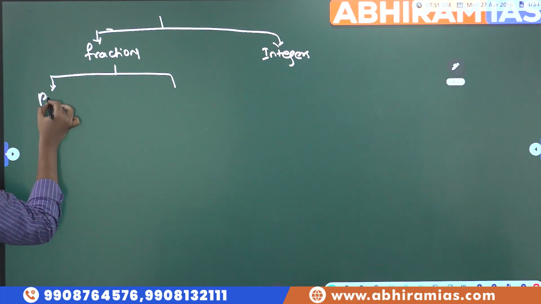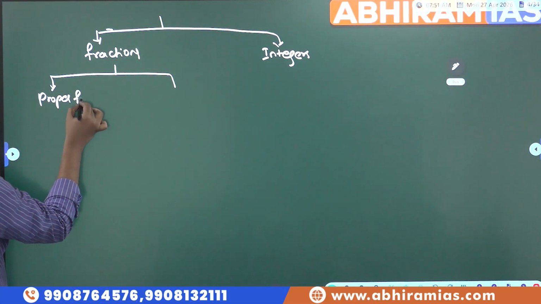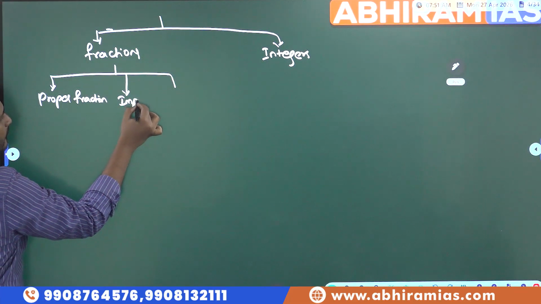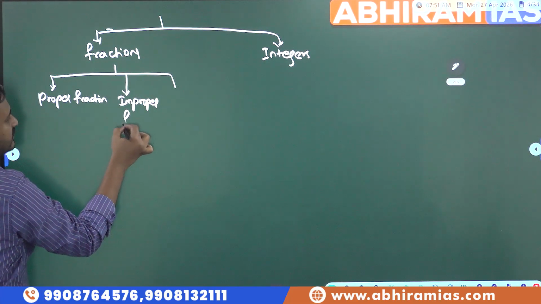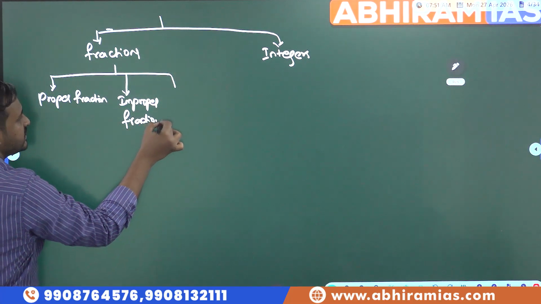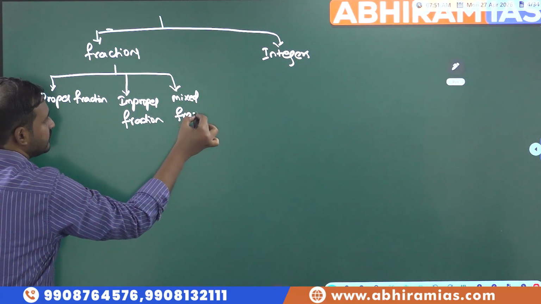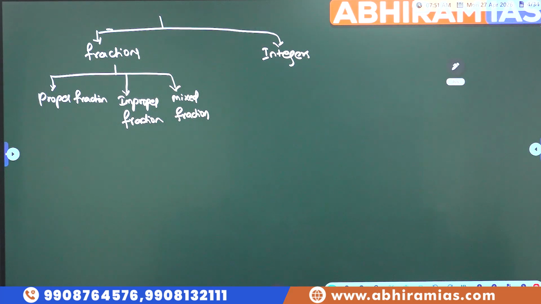One is proper fraction, next improper fraction, and the other one is mixed fraction. Sir, what is this proper fraction? What type of fractions are they? Fractions mean what in general? In general our knowledge is p by q.